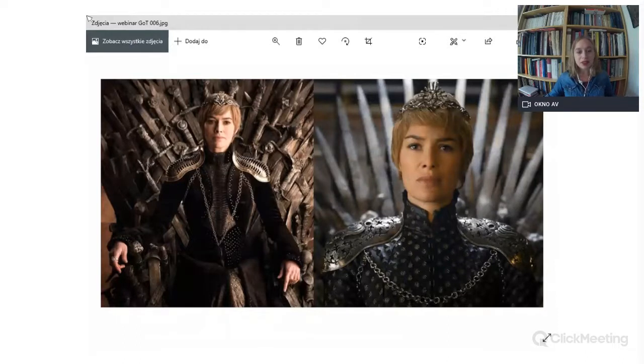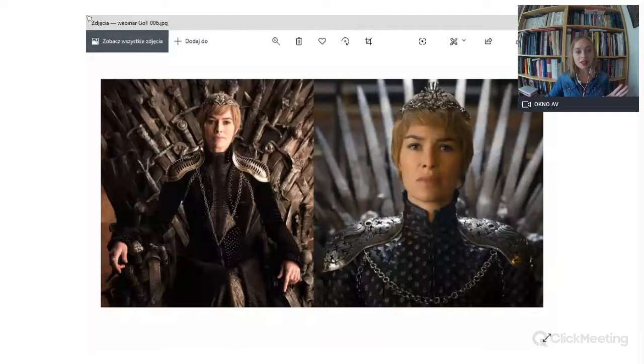In the first series, she's just a wife of a king. She's a queen. She's a queen mother. She's protecting her family, but she uses her beauty and femininity to reach her goals, to achieve what she wants, to raise her power in a very subtle way.